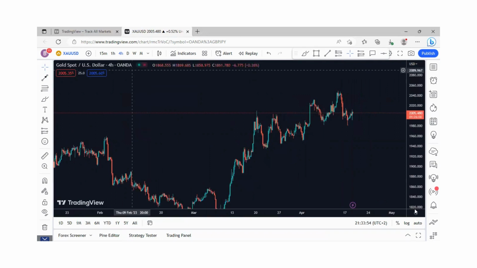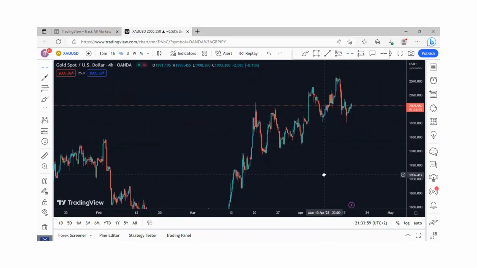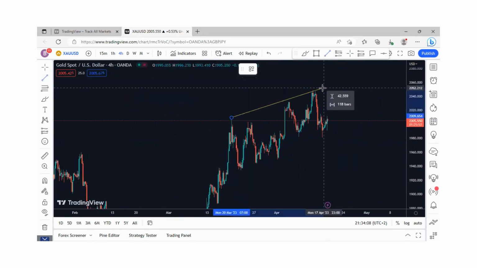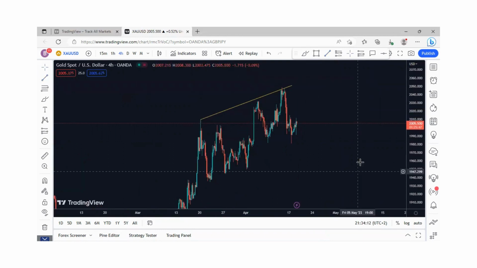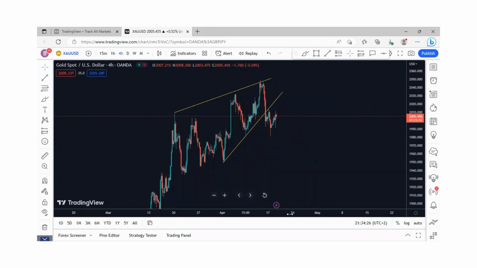So let's get down to the pattern so we can see what's happening. This is the 4-hour time frame. I'm just going to show you the entries that you should use in order for you to make profits. I think I should go down to the smaller time frame.